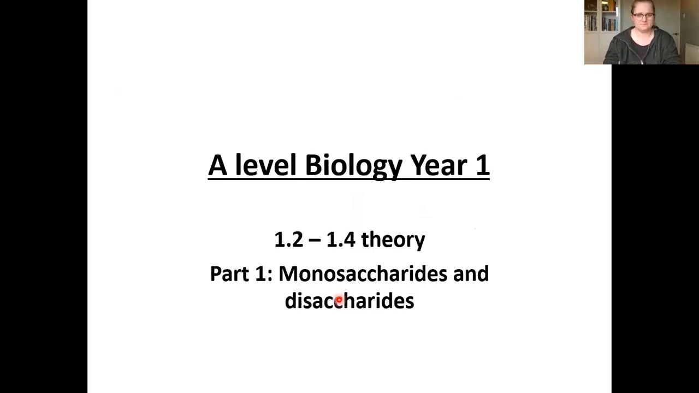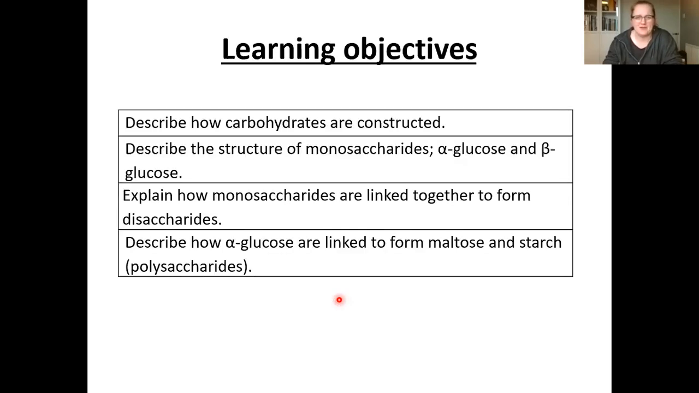So I'm going to start off looking at carbohydrates. I'm going to look at monosaccharides and disaccharides. The carbohydrate group is the first group that we look at in biology at A level. So we're going to look at how carbohydrates are constructed. We're going to describe the structure of monosaccharides. So we have two structures of glucose that we have to learn. You have to learn them off by heart and know the difference between them. You can quite regularly get asked in an exam to draw alpha glucose or beta glucose. So it's really important that that is something that is memorized and learned.